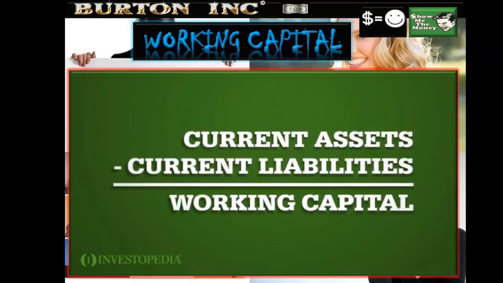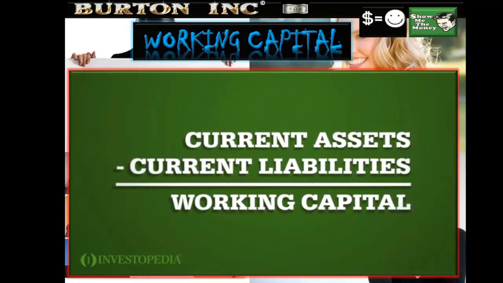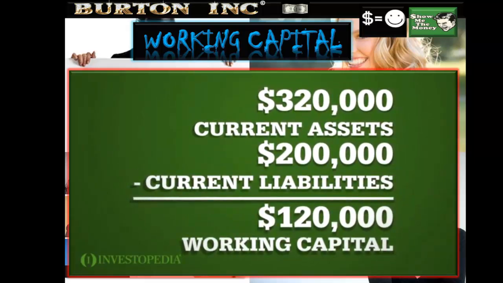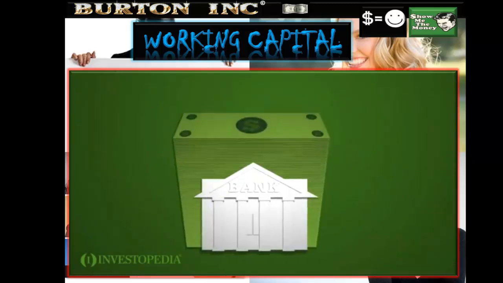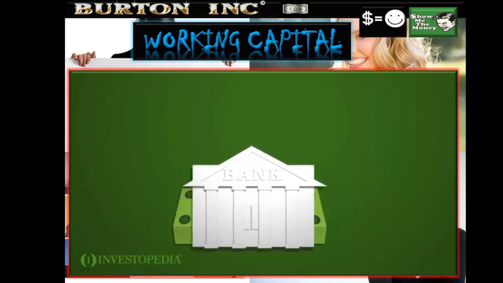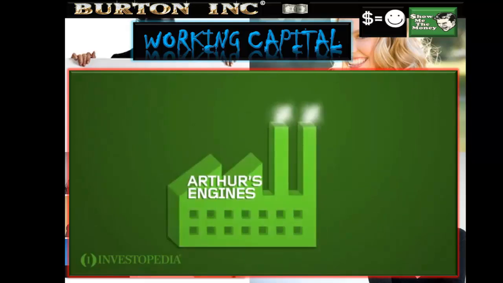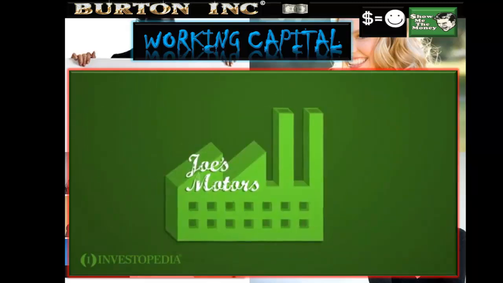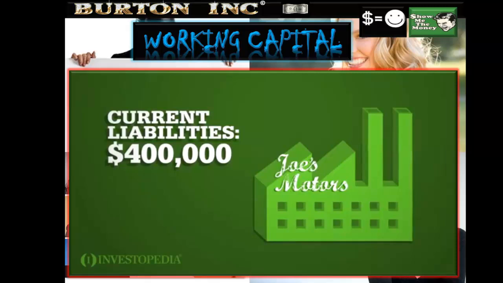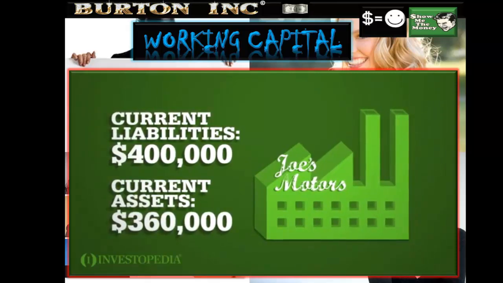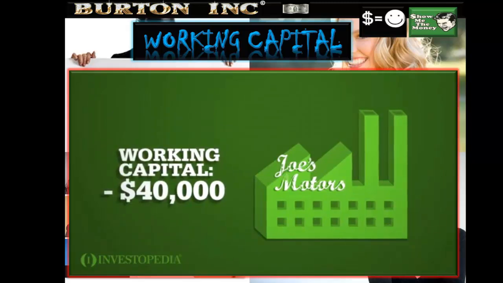Pete subtracts current liabilities from current assets for both companies and discovers that Arthur's has $120,000 in working capital. This means the company can easily pay down its short-term liabilities or debts using its current assets. This is a sign of a profitable and efficient business. Joe's Motors, on the other hand, has $400,000 in current liabilities and only $360,000 in current assets, meaning the company has a working capital of negative $40,000.